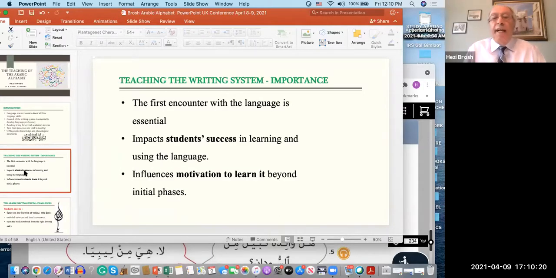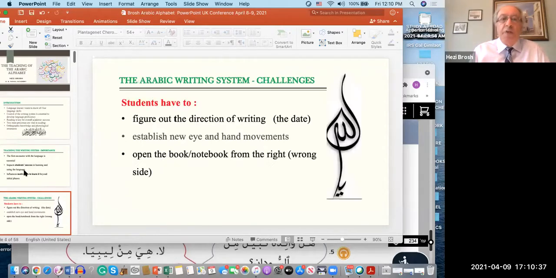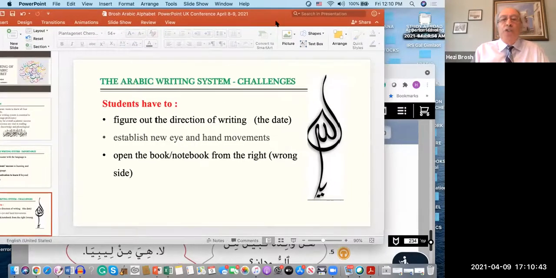So this first encounter with the language is really essential, very important. It impacts the student's success in learning and using the language, and also influences the motivation of the students to learn the language beyond initial requirements. So let's review some challenges.